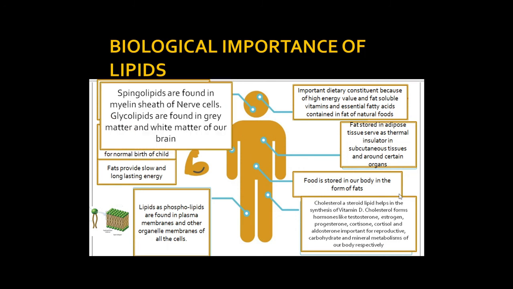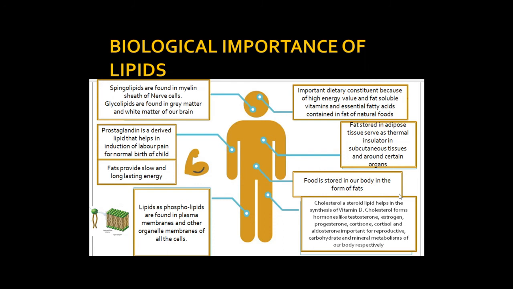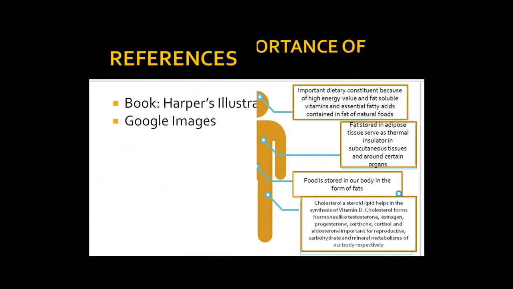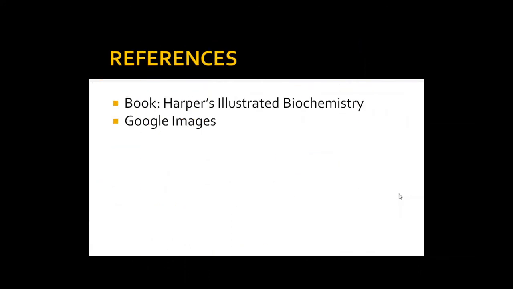Sphingolipids are found in myelin sheath of nerve cells. Glycolipids are found in gray matter and white matter of our brain. So all in all, lipids play a major role in almost all the parts and all the systems of our body. This is all about this lecture.